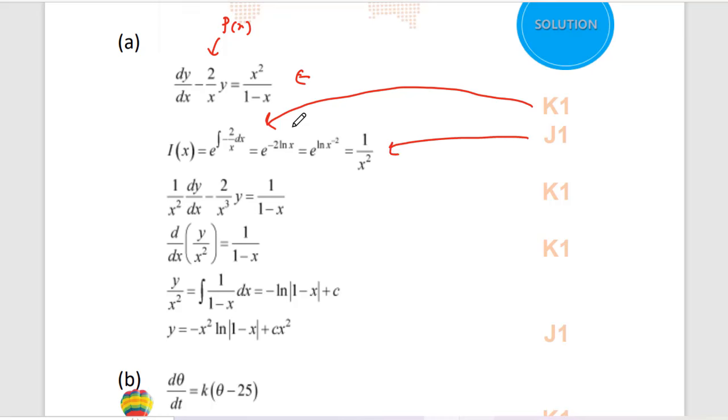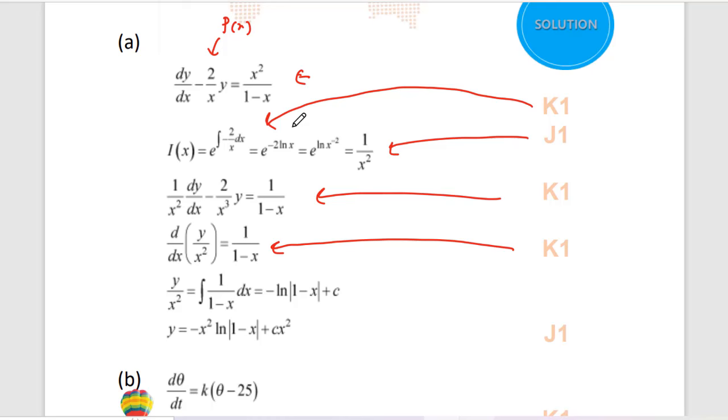Okay, kemudian step yang seterusnya, kita akan darabkan DE kita dengan integrating factor. So dapat this one lah, 1 over x square dy/dx minus 2 over x cube y equals 1 over 1 minus x. Ini dapat K1. Okay, kemudian, so next step apa? Kita akan buat d/dx, jadikan dia dalam d/dx of y over x square equals 1 over 1 minus x. So ini awak akan dapat K1.